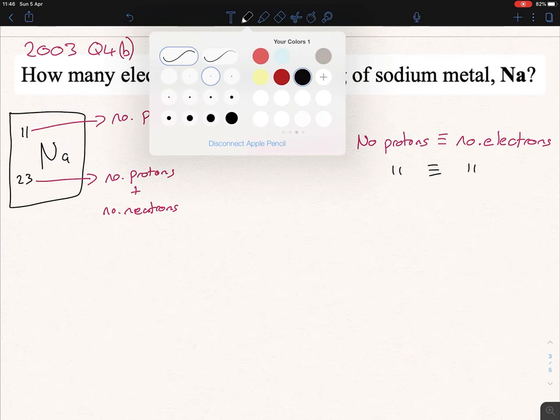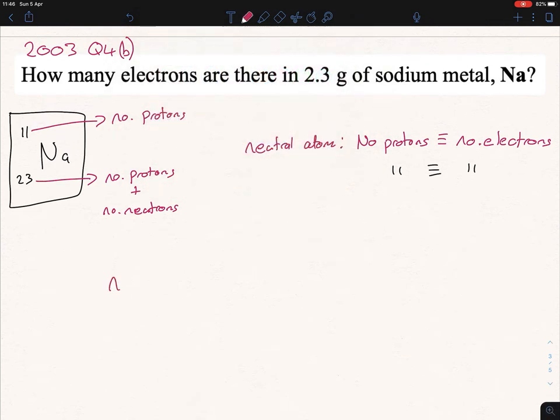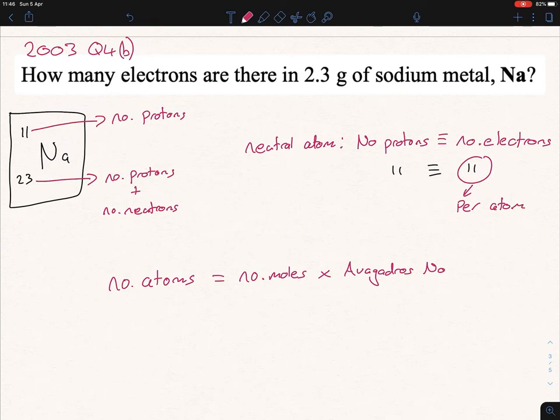So I'm going to write out the formula that we need to use. That is our number of atoms equals the number of moles times Avogadro's number. And just to go back to the last one, so I'm very clear about this, the number of electrons here is per atom. There's 11 electrons per atom, but how many atoms are we dealing with?